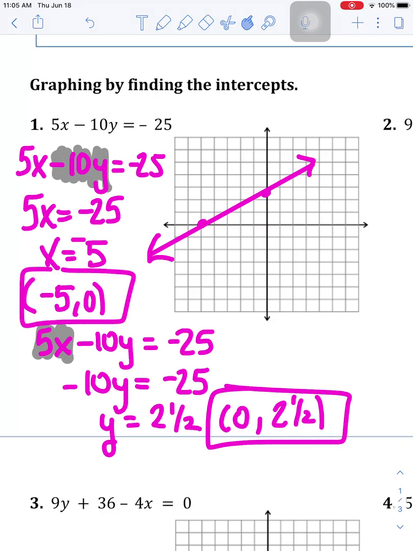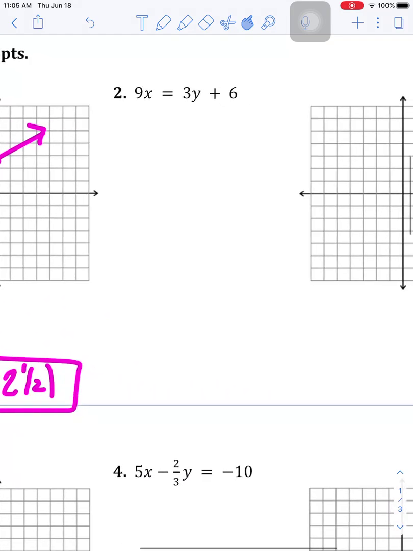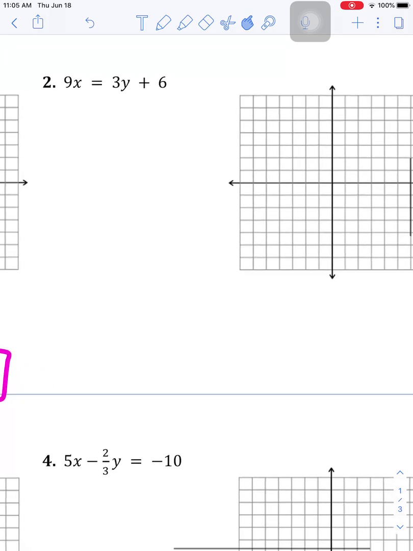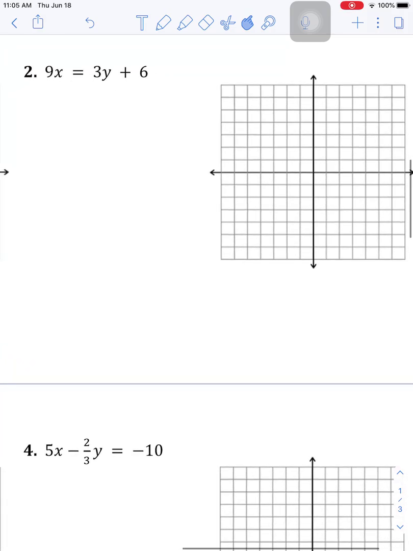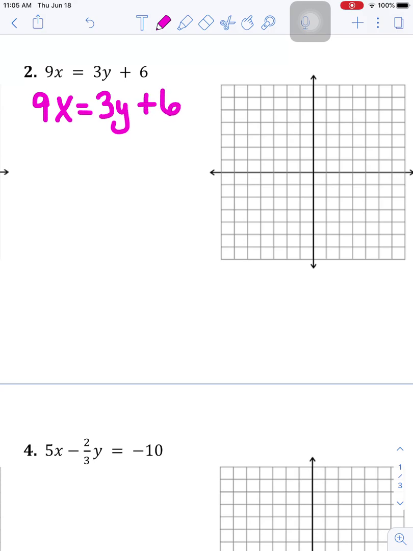All right, let's go over to example 2. In example 2, we have 9x equals 3y plus 6. Now, you might notice that this is not yet in standard form, and that's okay. You can actually leave it like this. So 9x equals 3y plus 6.